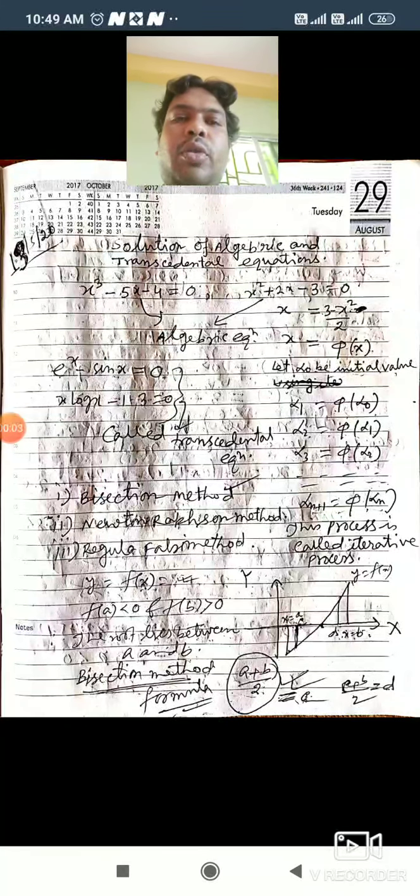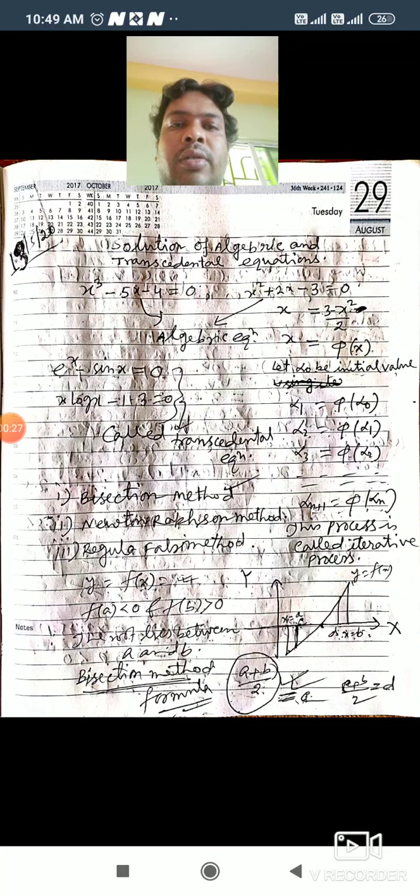Everybody, today we start numerical methods. Its topic is solution of algebraic equations and transcendental equations. Now x cube minus 5x minus 4 equal to 0, x square plus 2x minus 3 equal to 0. These are the algebraic equations.